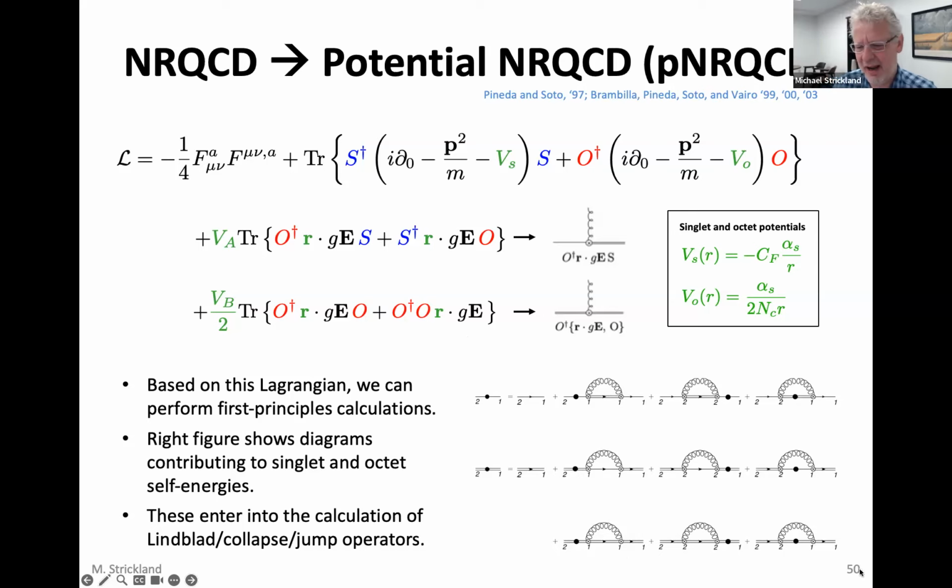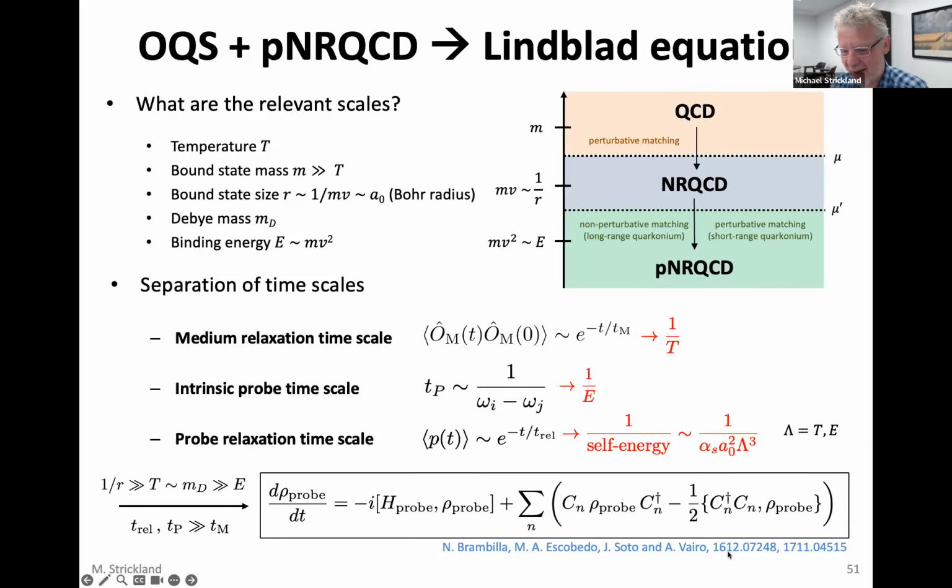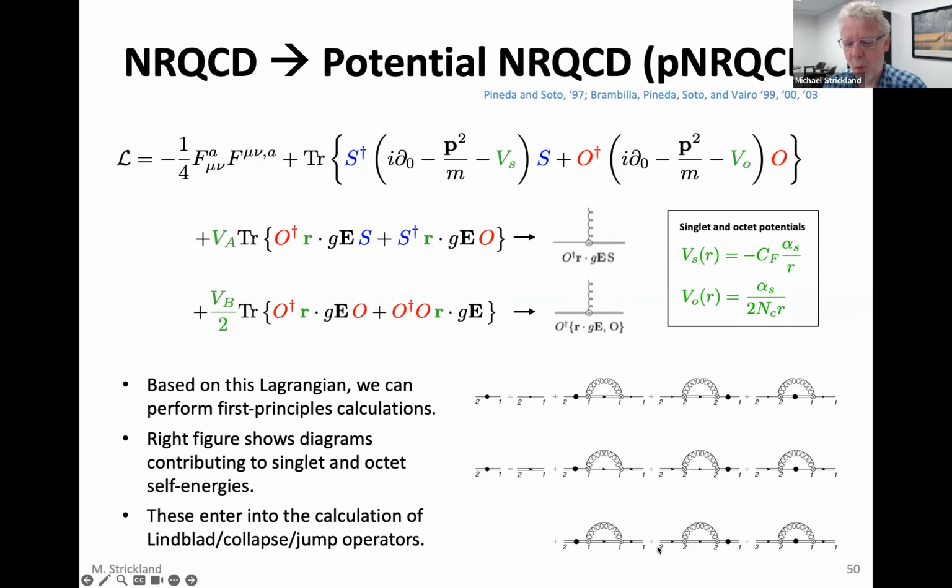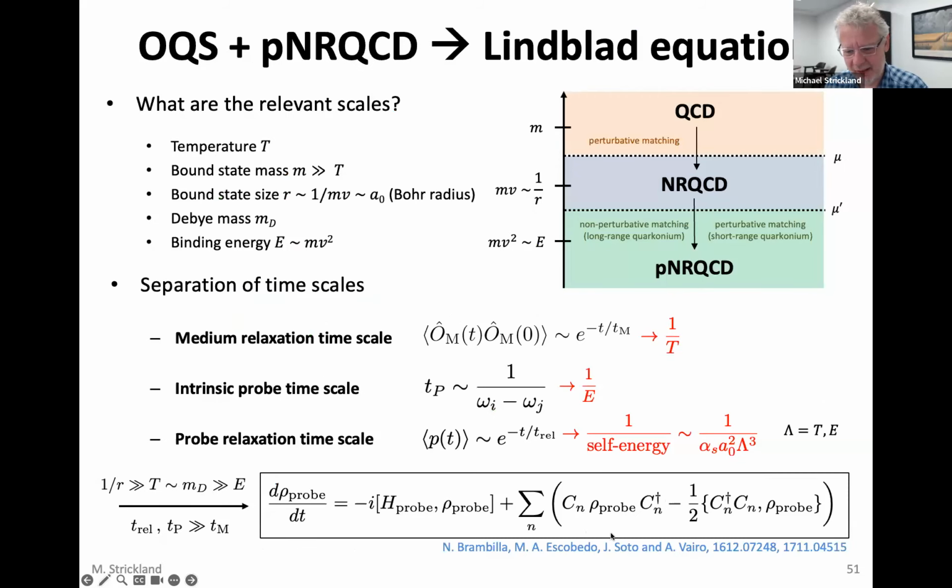So all of that information about what those jump operators are is contained in the real-time quantum field theory formalism for the self-energy of singlet and octet states in pNRQCD. And if you're interested in the details of how that calculation goes, I'll refer you to these two papers from 2016 and 2017, where they worked out all the details, at least to leading order in the binding energy over the temperature. So once you do this, you can calculate these jump operators that appear here uniquely.